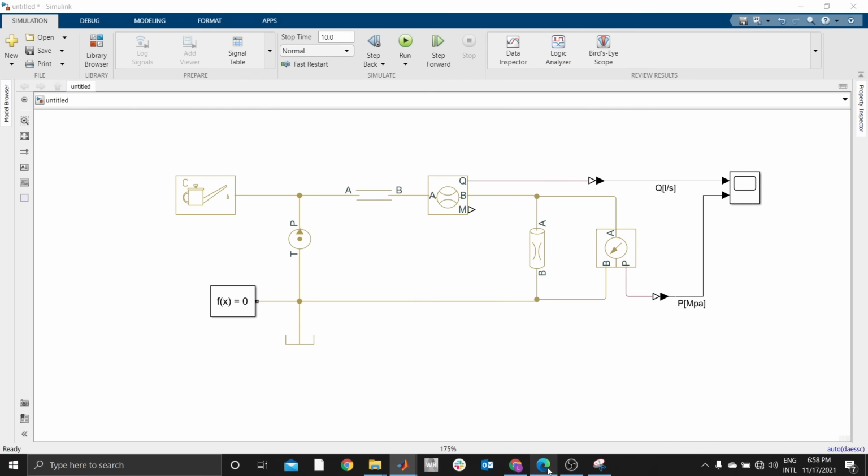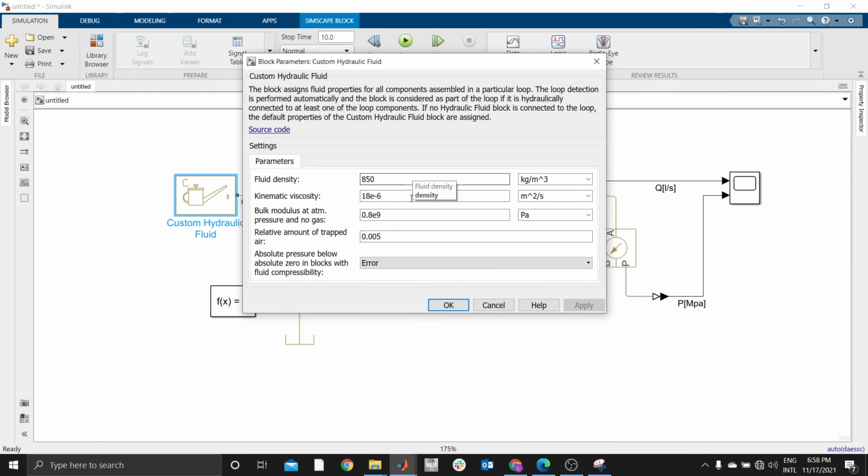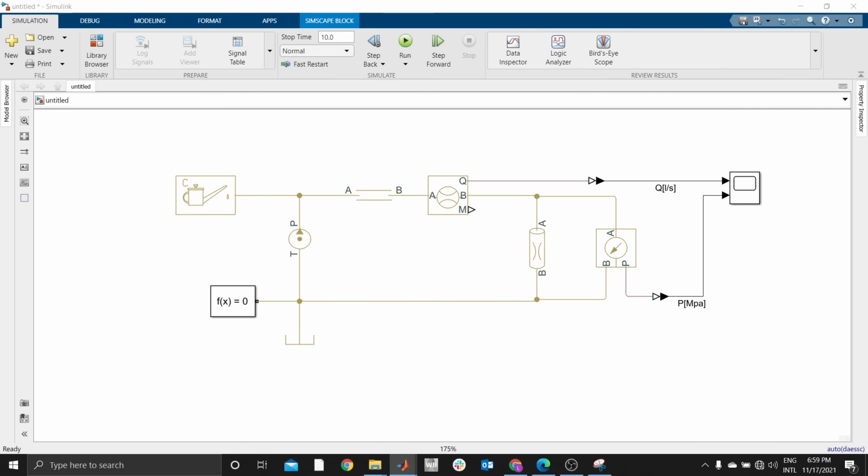Therefore, we are going to maybe define the parameters here, and let me use default parameters. I'm not going to change here. Here is where you define, for example, the fluid density, kinematic viscosity, bulk modulus, all these parameters you define here. But I'm going to use default parameters.